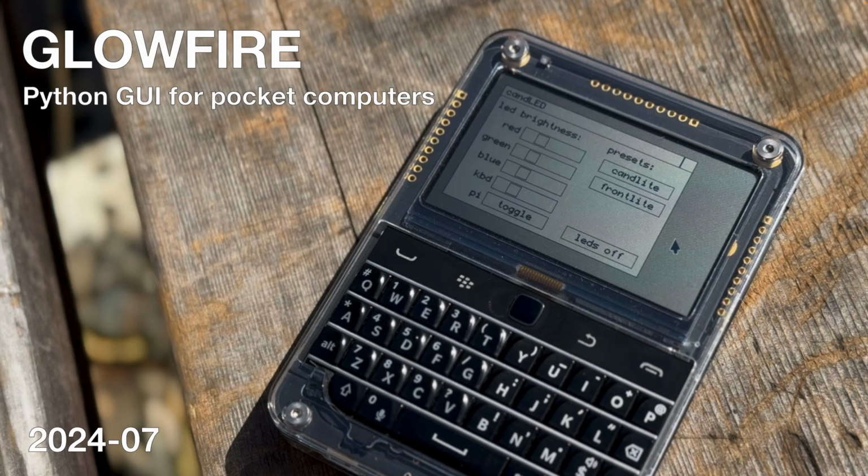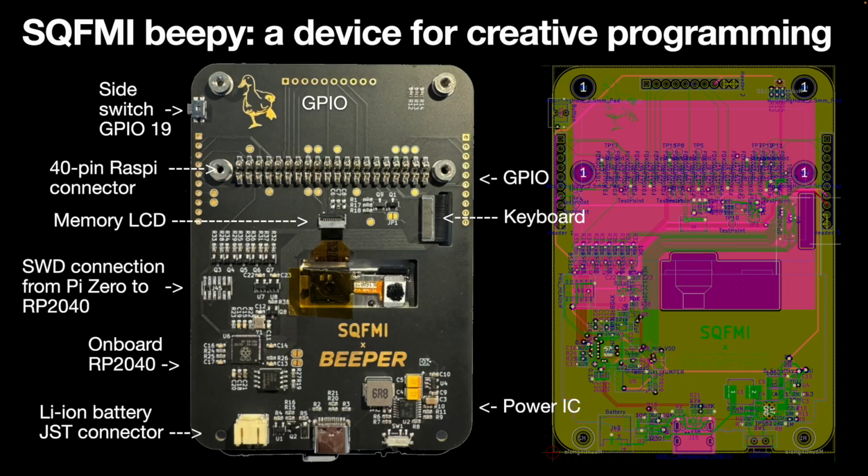In 2023, SQFMI released the beepy. This is a dev board which converts a Raspberry Pi Zero into a pocket computer. It has a battery, small screen, keyboard, and trackpad. It is open hardware, and the schematic and PCB layout are available on GitHub.